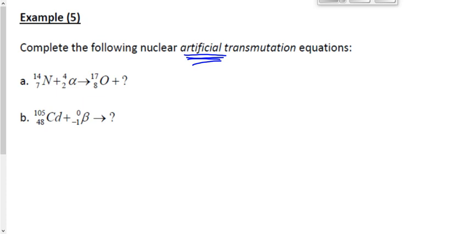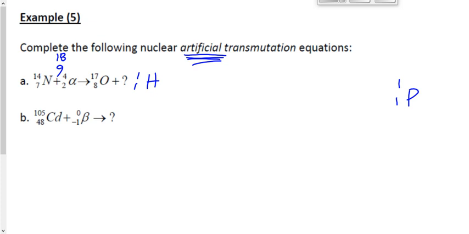Well, 14 plus 4 is 18. 7 plus 2 is 9. So we've got to get 18, 9 on the right side. 17 plus 1 equals 18. 1 plus 8 equals 9. What is that? It's hydrogen. Or you could have said 1,1. It's a proton, right? 1 proton, 0 neutrons is a proton. Or a hydrogen nucleus, whatever works for you. Both would be correct.